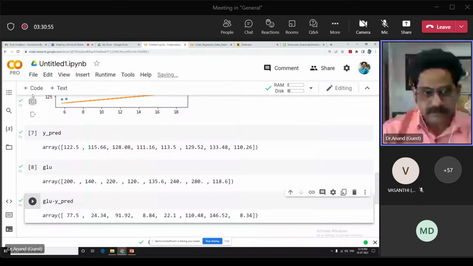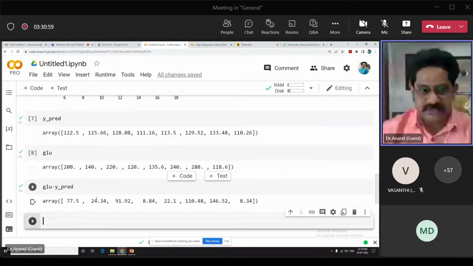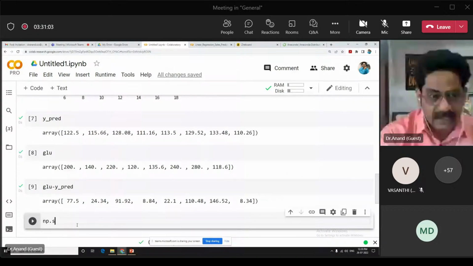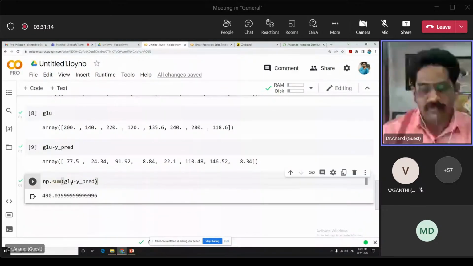What is the condition for a good regressor model, best fit regressor model? The sum of the residues will come closer to 0, isn't it? So np.sum of GLU minus y pred. GLU is actual y and y pred is nothing but y cap. Look at this, 490. So it violates. It's not a good fit.